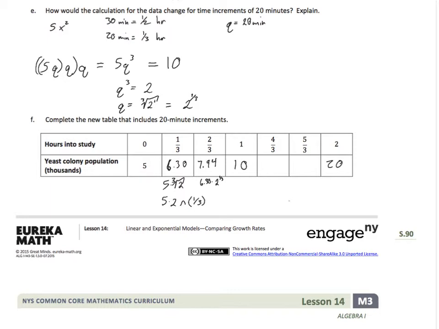And when I multiply 10 times 2 to the 1/3, I get 12.5992, so I'm going to round that to 12.60. I multiply that by 2 to the 1/3, and I get 15.874. I'm going to round that to 15.87. And if I were going to multiply that by 2 to the 1/3, I would indeed get 20.